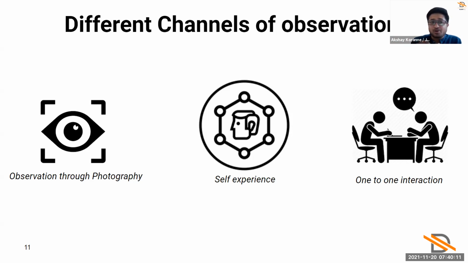So that's how I got to know these two pointers: by observing, by self experience, and by interacting with people. And in this way, you all can use these three channels of observation to collect some important insights, definitely. So observation through photography, self experience, and definitely by interacting with people all around.